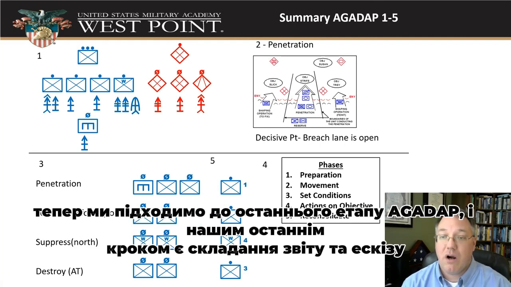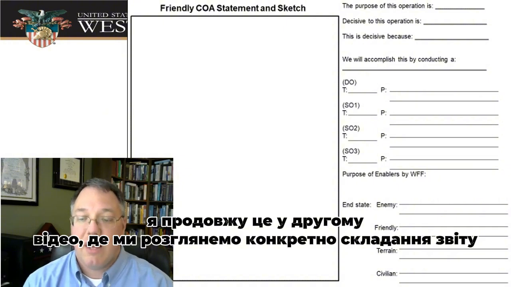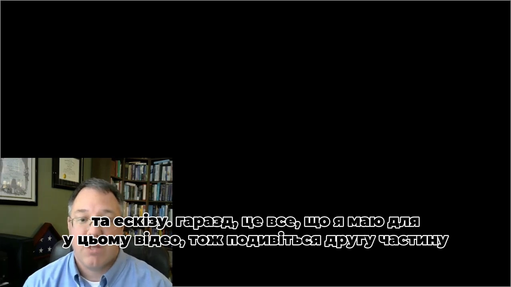Now we get to our last step of AGADAP, and our final step is to produce our COA statement and sketch. Now I'm going to follow up this with a part 2 video where we look specifically at the COA statement and sketch. All right, and that's all I have for this video, so move on and take a look at part 2.